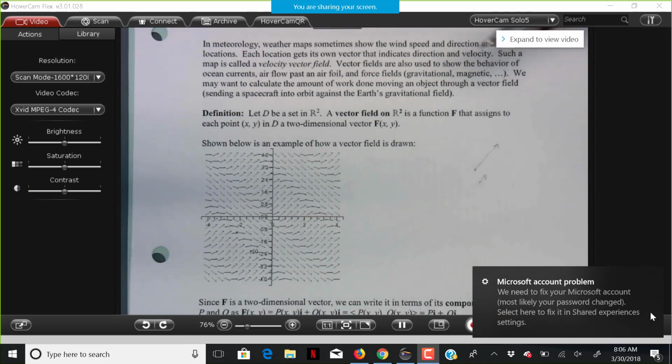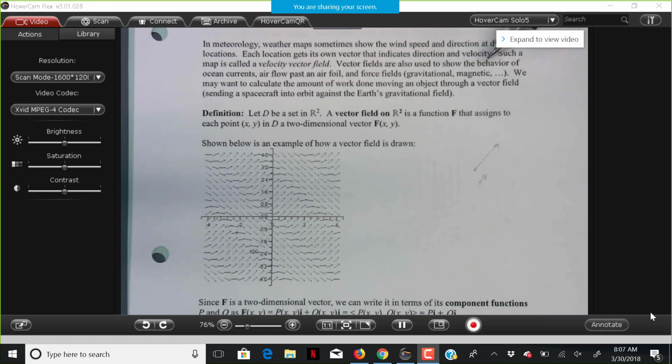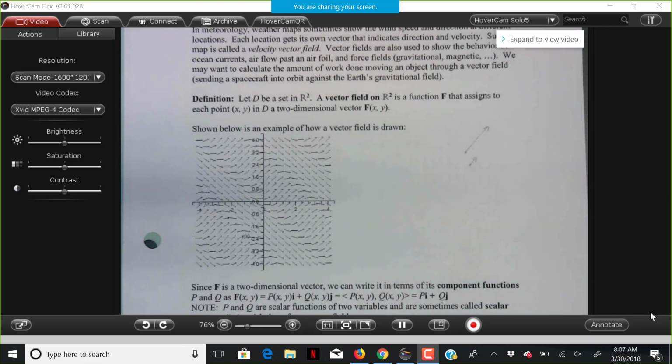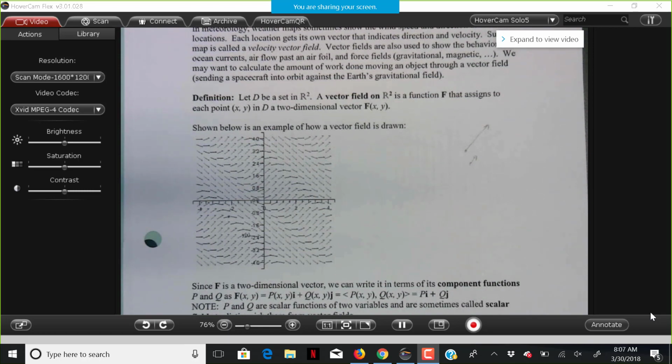So if you look at a map for the wind, that map is called the velocity vector field. They're also used to show the behavior of ocean currents, airflow past an airfoil, and force fields, whether gravitational, magnetic, or even electrical. That's a big application in physics too, looking at electrical fields. We may want to calculate the amount of work done moving an object or a particle through a vector field. One example is sending a spacecraft into orbit against the Earth's gravitational field.